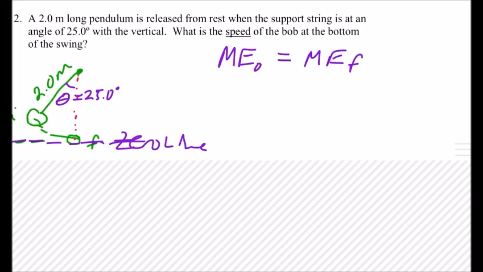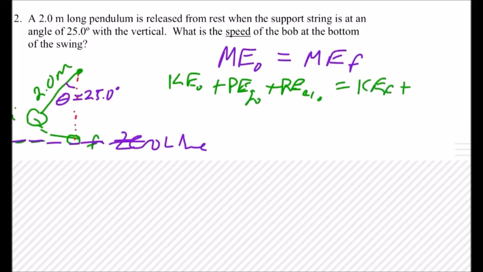And now we expand on both sides. So we've got kinetic energy initial plus gravitational potential energy initial plus elastic potential energy initial is equal to kinetic energy final plus gravitational potential energy final plus elastic potential energy final.